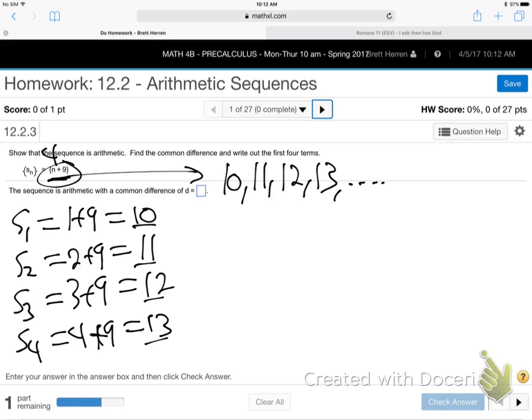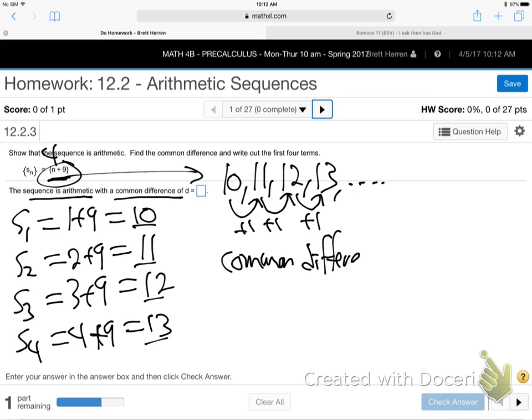I just took that formula, plugged in 1, plugged in 2, plugged in 3, plugged in 4, and found the terms. Now, what are they asking me for? It's arithmetic, common difference. What is the common difference? Like, from 10 to 11, what's the jump? From 11 to 12, what's the difference? From 12 to 13, what's the jump? It's going up by 1 every time. That's called the common difference. I just call it the jump amount.